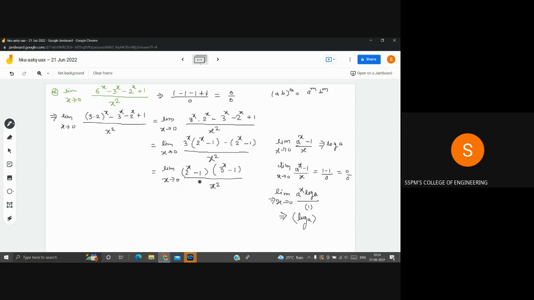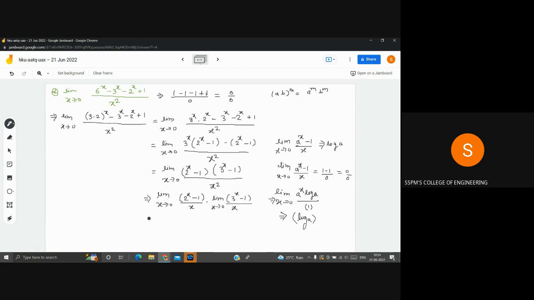So here we have to use this result. And how to apply it? Limit as x tends to 0 of 2 raised to x minus 1 upon x, into limit of 3 raised to x minus 1 upon x as x tends to 0.